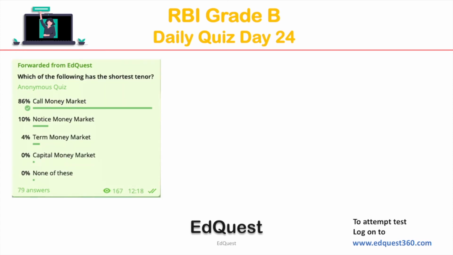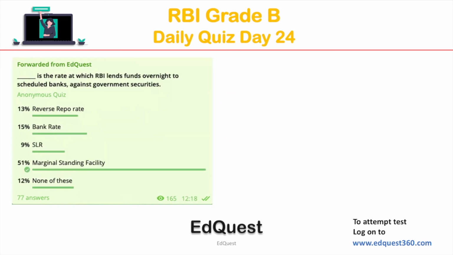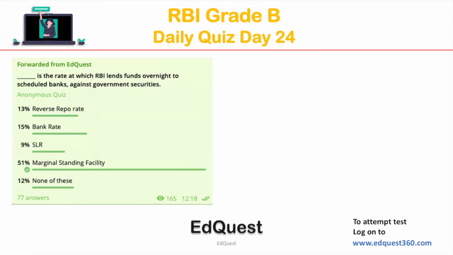The next question is about which of the following has the shortest tenor. The shortest tenor is that of call money market. It is also called the overnight money market, and it is for 1 day only, right? When it comes to notice money, it can be between 2 to 14 days, and term money, as we all know, can be up to 364 days. Capital money, no need to tell. I hope this question is again clear. So call money market has the shortest tenor. Then let's move to the next question.